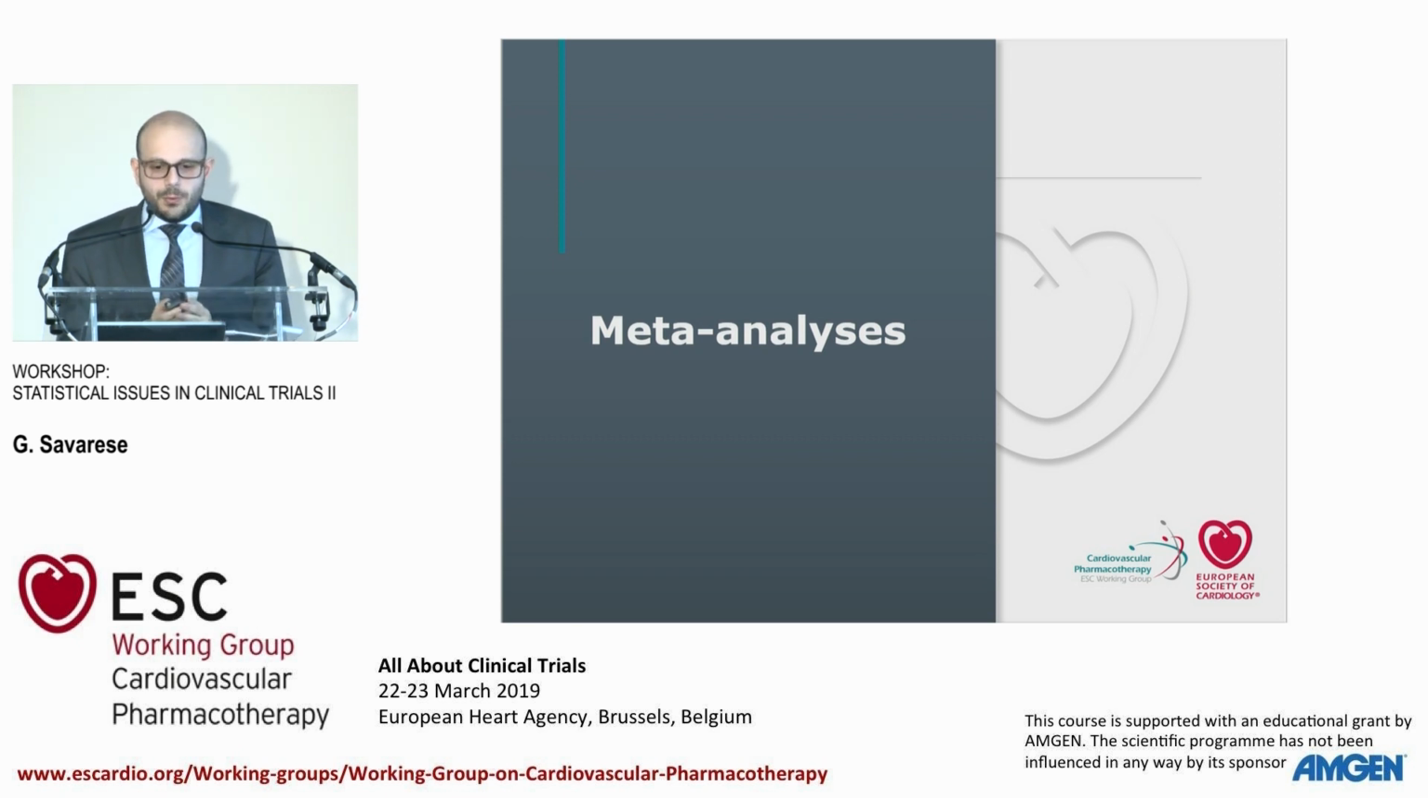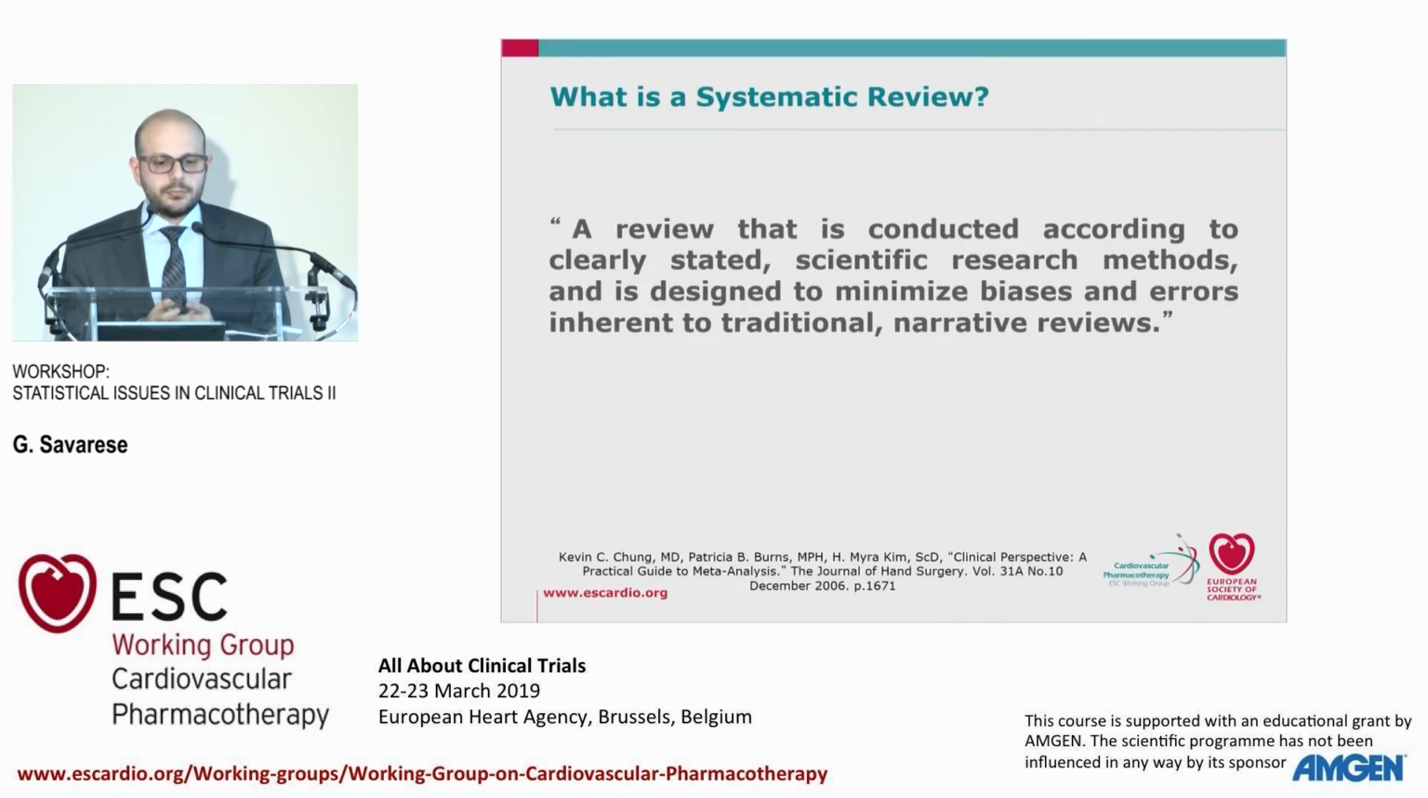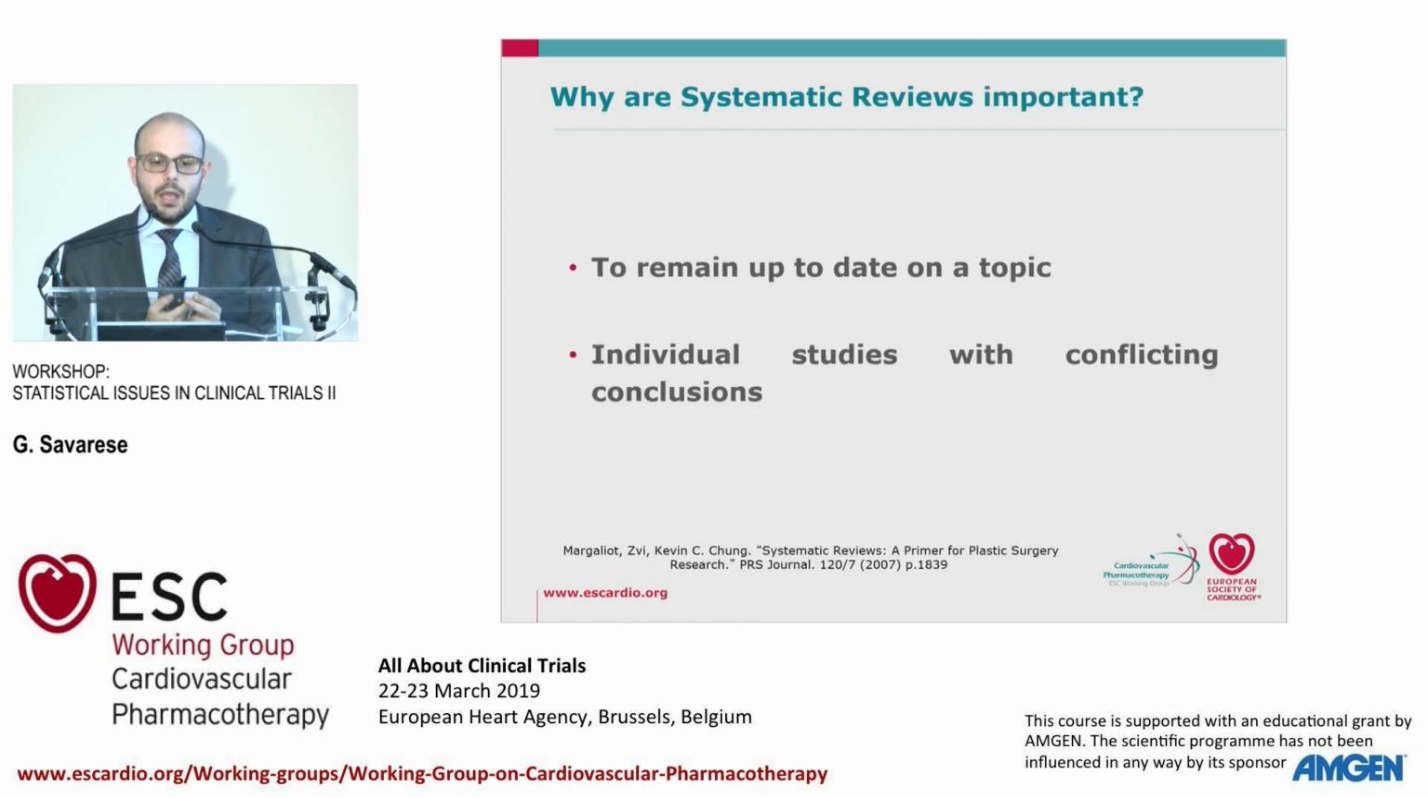So now we talk about meta-analysis and systematic reviews. First of all, this is a definition for systematic review. A systematic review is a review that is conducted according to a clearly stated scientific research method and is designed to minimize biases and errors inherent to traditional narrative reviews.